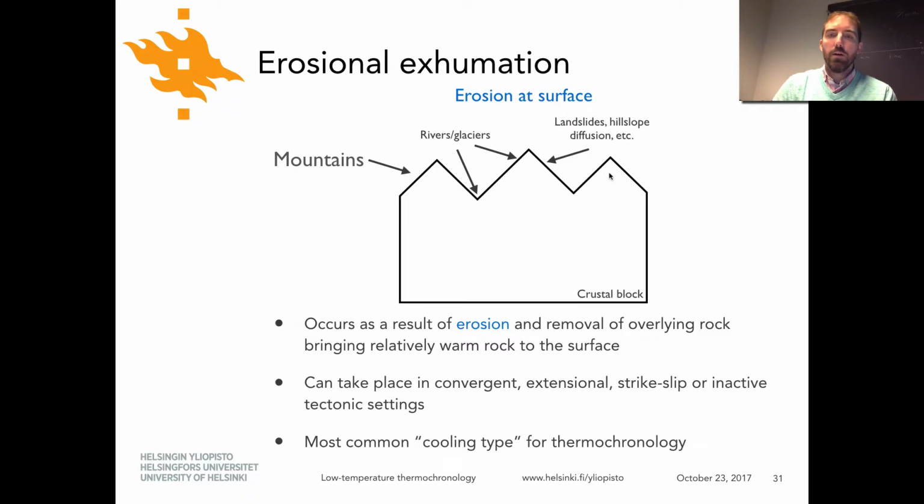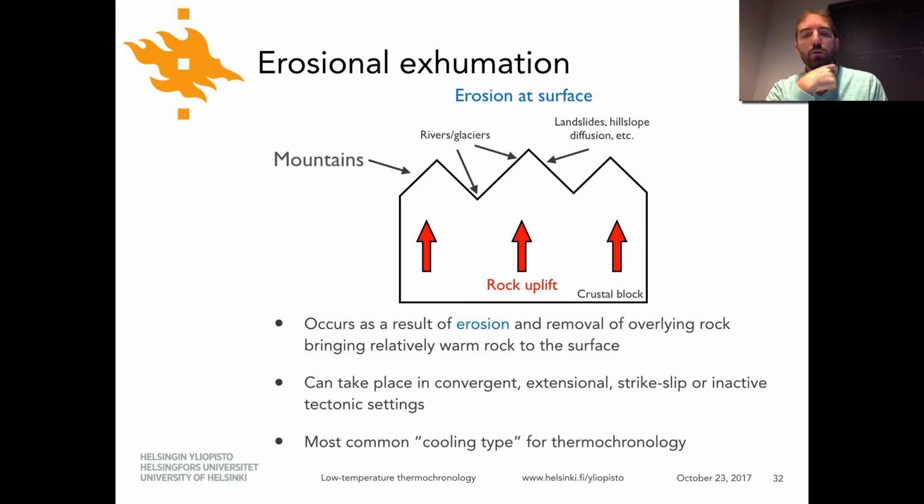So here we have maybe the geophysicist's picture of mountains. This is some block of the crust with some topography. We've got a valley here that might have a river or glacier in it, and we have things like hillslope processes, landsliding, and other things that happen on the hillslopes that are moving sediment around. Erosional exhumation, as the name would suggest, is when we have rock exhumed by the action of erosional processes, and this can take place in any tectonic setting, and like I said, it's the most common type of cooling for thermochronology.